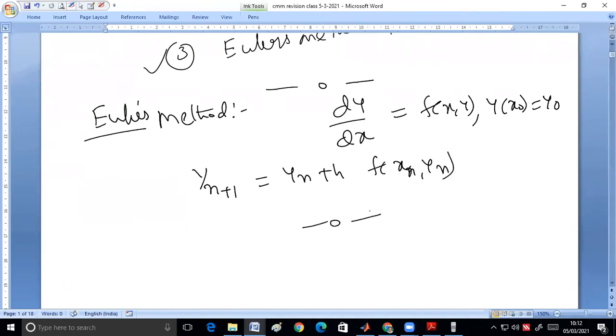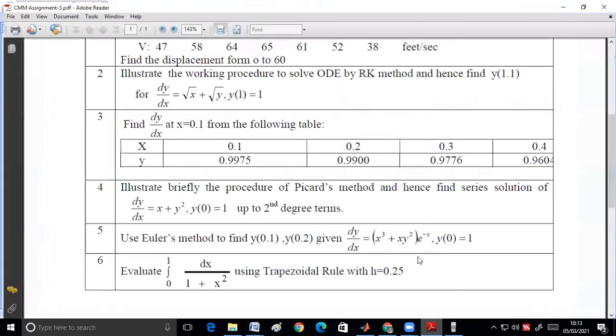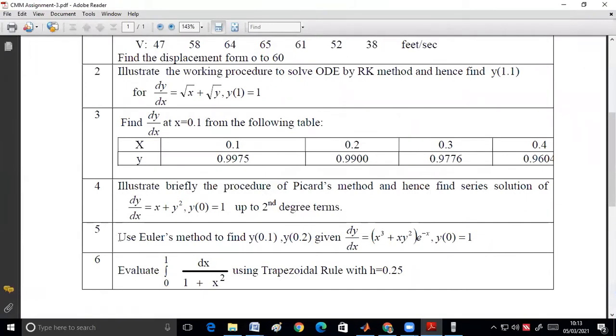So this is a very simple method. y n plus 1 equals y n plus h into f of x n, y n. With the help of this method, we can find the required values. For example, I will explain one problem which is given in our assignment, question number 5. Now see.